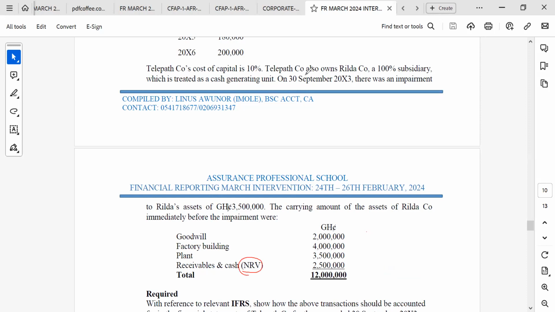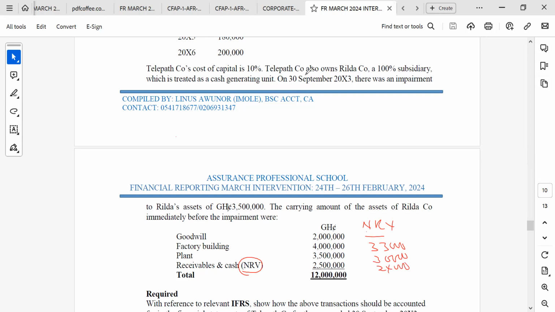Or they can say some of the assets have a net realizable value. Goodwill, they will say not available. But the factory, they can say that their net realizable value is 3.3 million. And the plants, maybe they can give you plants as 3 million. This one, they can decide to give you 2.4 million, or they will reduce it.